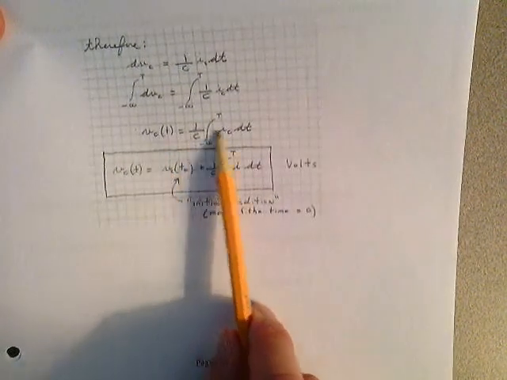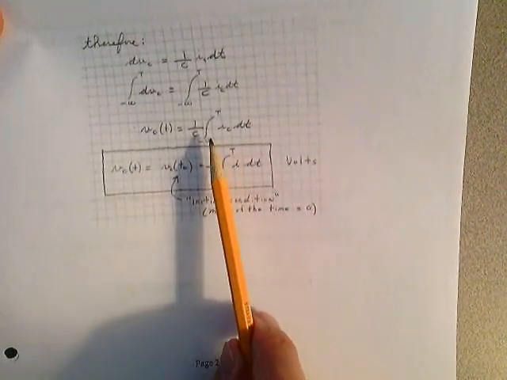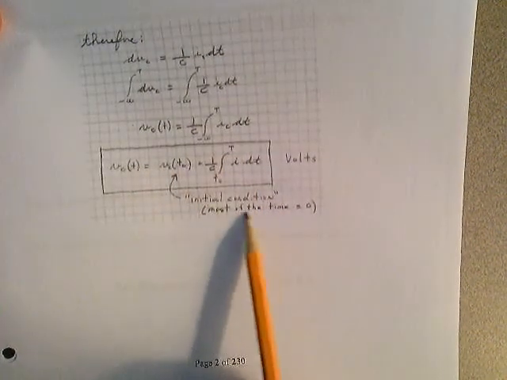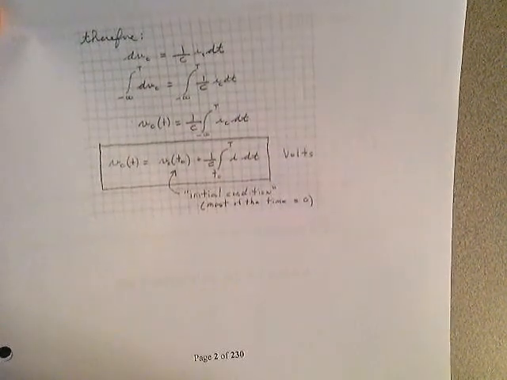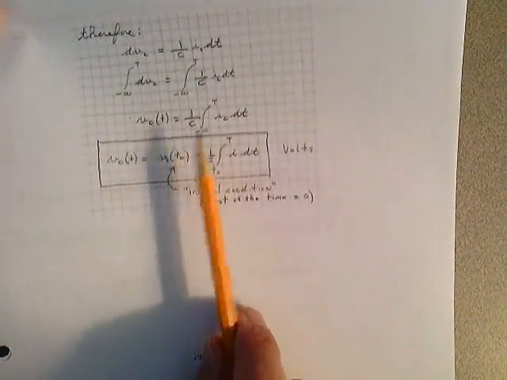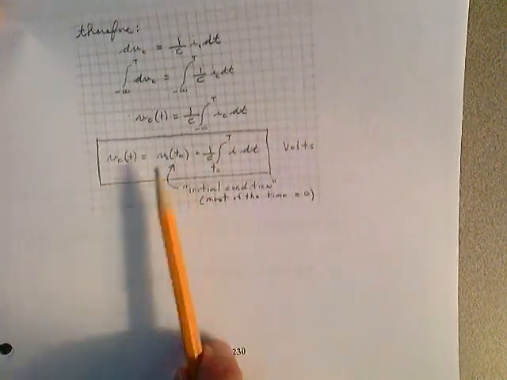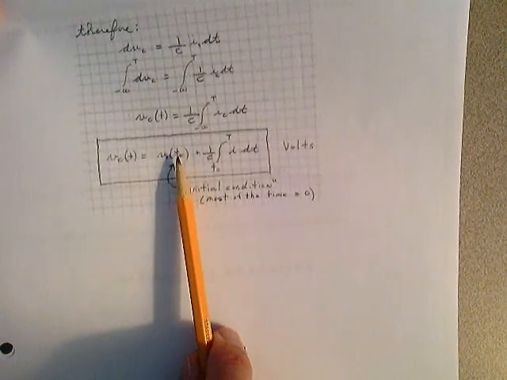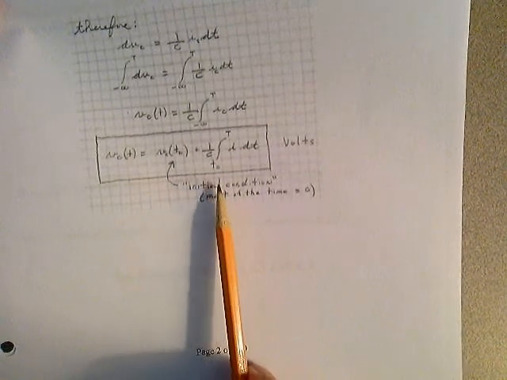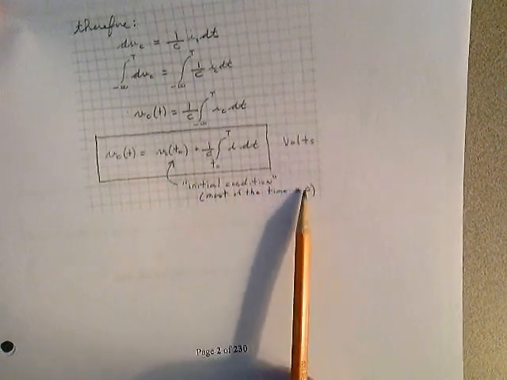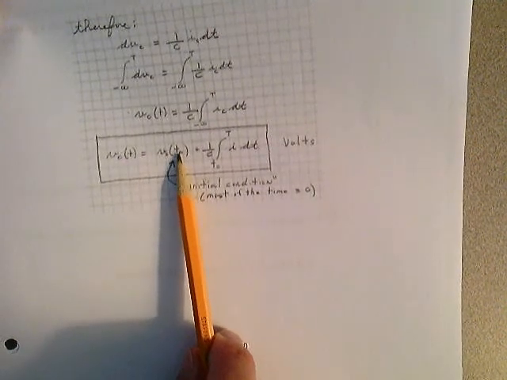So I'm just going to divide this equation up into two parts. I'm going to take everything before t equals 0, and I'm going to call that an initial condition. Just take a look at this integral right here. I'm going to integrate this from the beginning of time up to t equals 0, and I'm going to call that the initial condition, the voltage across the capacitor at time t equals 0. We're going to talk about this later, but most of the time the initial condition will be 0 volts at t equals 0. Not all the time.